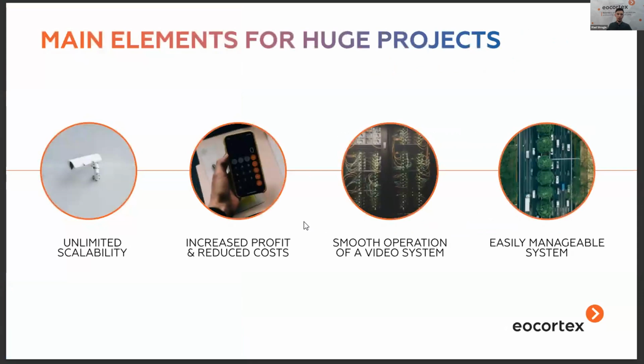And here I would like to start a discussion about 4 main elements why Eocortex is efficient for huge projects. Let's say 4 aspects, 4 directions where we invest our resources, like time, money, human resources, to make it an efficient solution for huge projects. So first, these 4 elements you can see in front of you. The first one is unlimited scalability of Eocortex, then also increased profit and reduced cost that you may get using Eocortex for your projects. Then smooth and secure operation of the entire video surveillance system based on Eocortex. And of course, user friendliness, which is also very important for such a huge project where we have a lot of information going through video surveillance systems.